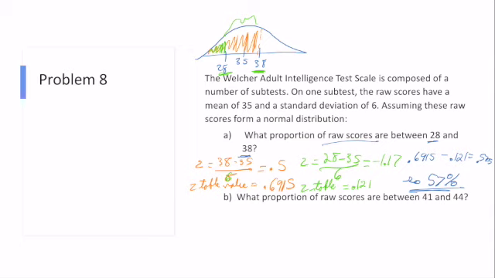Now, using the same distribution, I want to know what percent of raw scores, same mean, but this time are between 41 and 44.